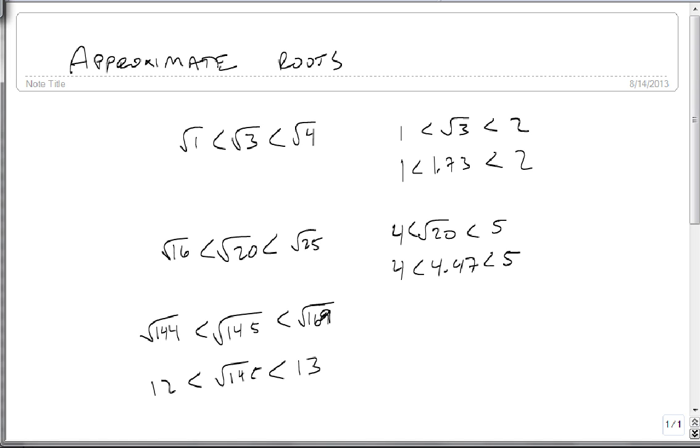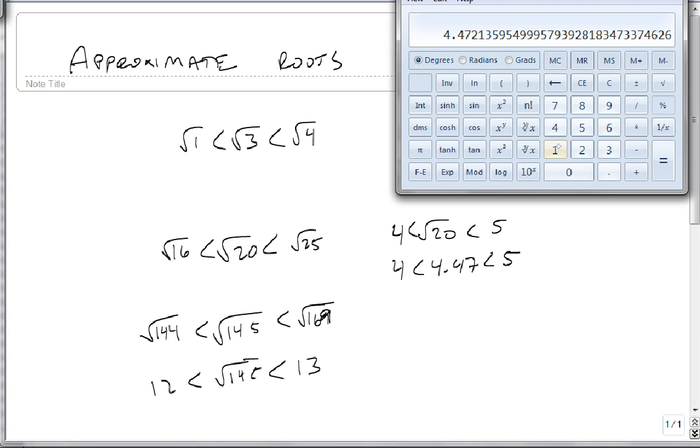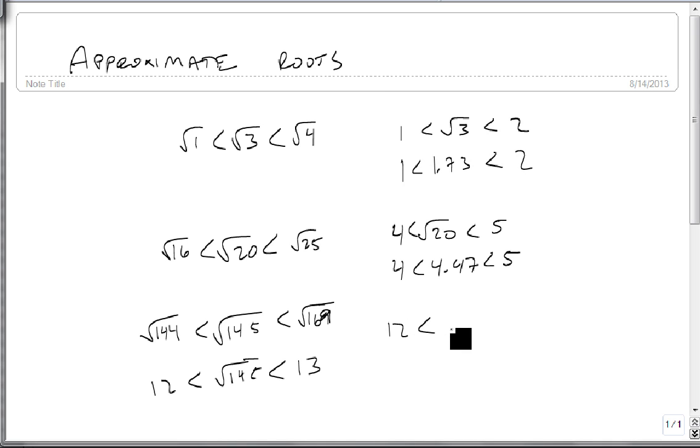And 145 is so much closer to 144 that I'm sure it's going to be really, really close to 12. So we grab it, 145 root, 12.04. So 12 is less than 12.04, which is less than 13. Remember, these are approximations, but that's what we're trying to do anyway, is just figure out roughly where it's at so that we can ballpark it and we can see in our mind, yeah, that makes sense. That seems to be between 12 and 13, closer to 12.